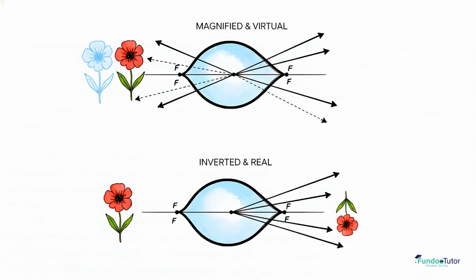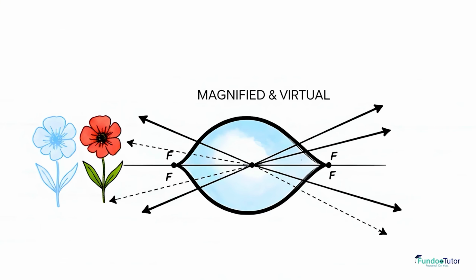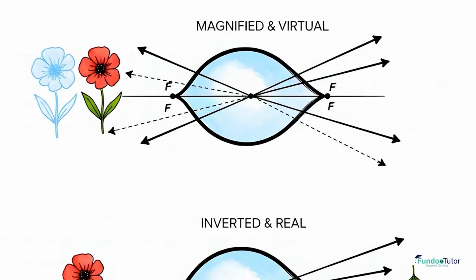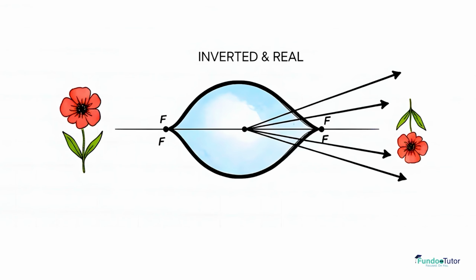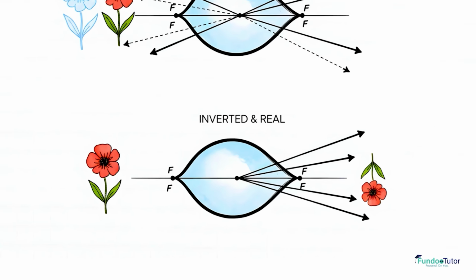Now, converging lenses are pretty cool because they can make two totally different kinds of images. It all just depends on where the object is. If you put the object super close to the lens, you get a magnified, upright, virtual image. Think of a magnifying glass. But if you move the object further away, beyond the focal point, you suddenly get a real, inverted, that's upside down, image. And that's exactly the principle behind a projector.